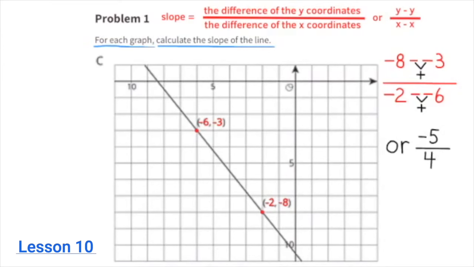The slope for this line is negative 5 over 4. That means down 5 units and runs to the right 4 units.